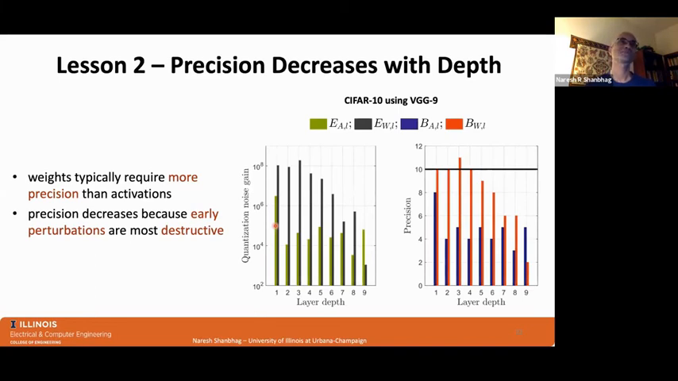The second lesson is, if you look at the chart on the right, the precision of the weights and activations actually falls as the layer depth increases, which means the first layer will need more precision than the last layer. Why? The reason is that the noise gain in the first layer is higher than the noise gain in the last layer. So you need to assign more bits to the weights and activations in layer 1 because they will be multiplied by a higher gain as they propagate to the output. This is confirmed by other researchers in the community using other methods.